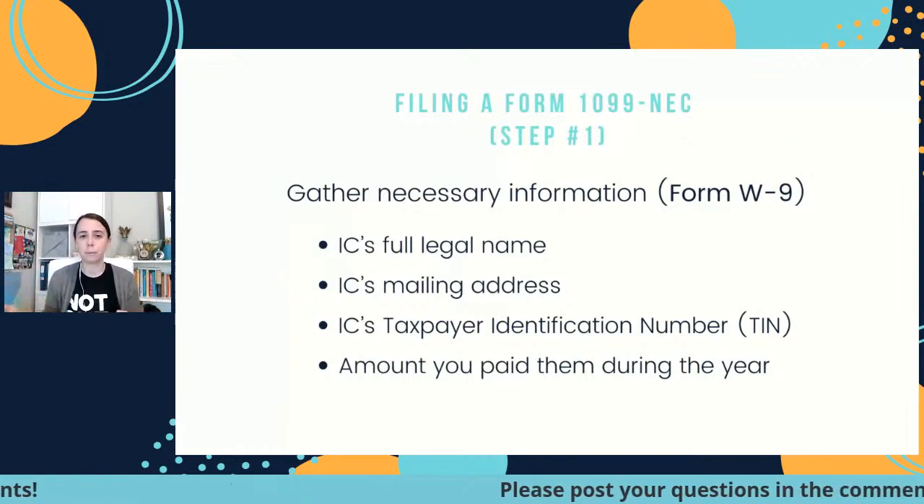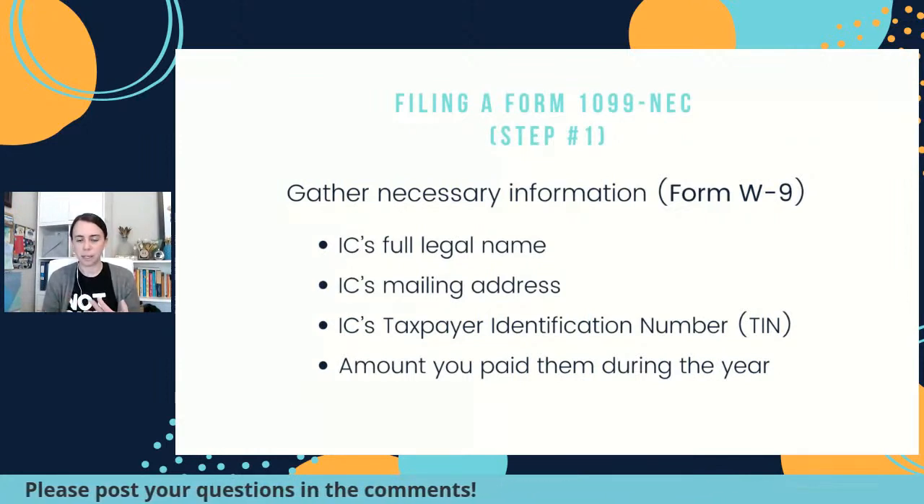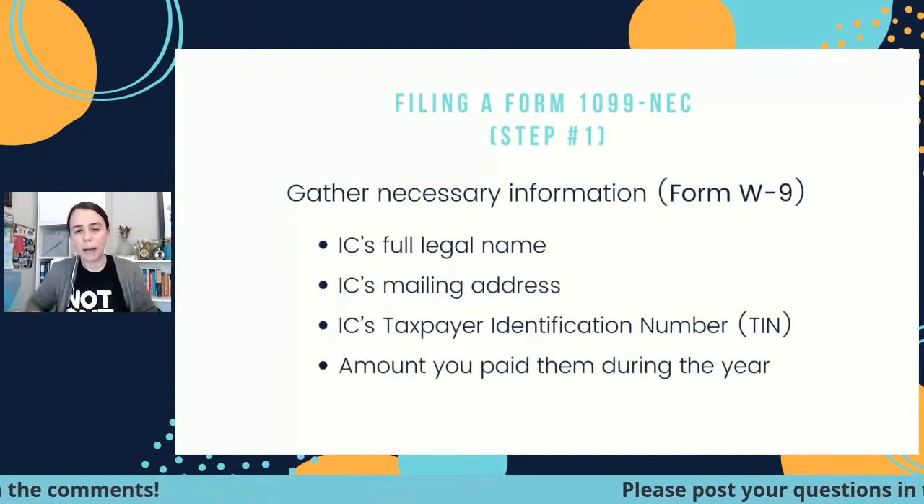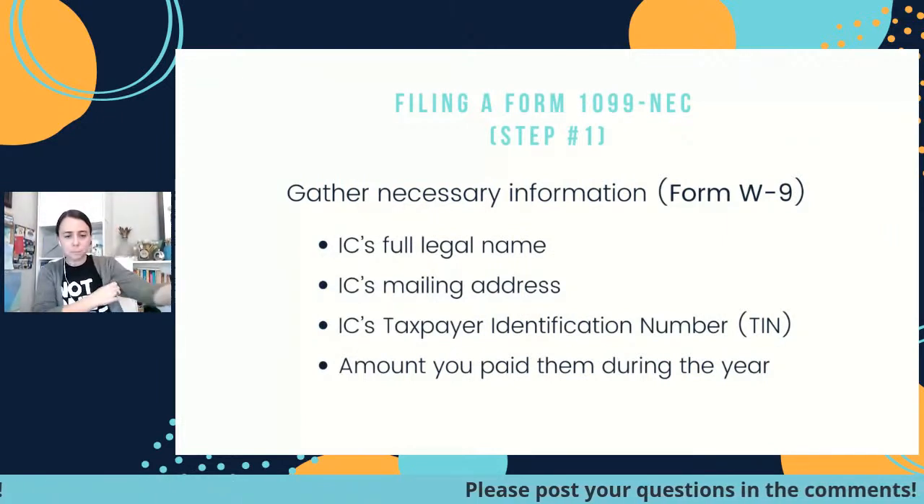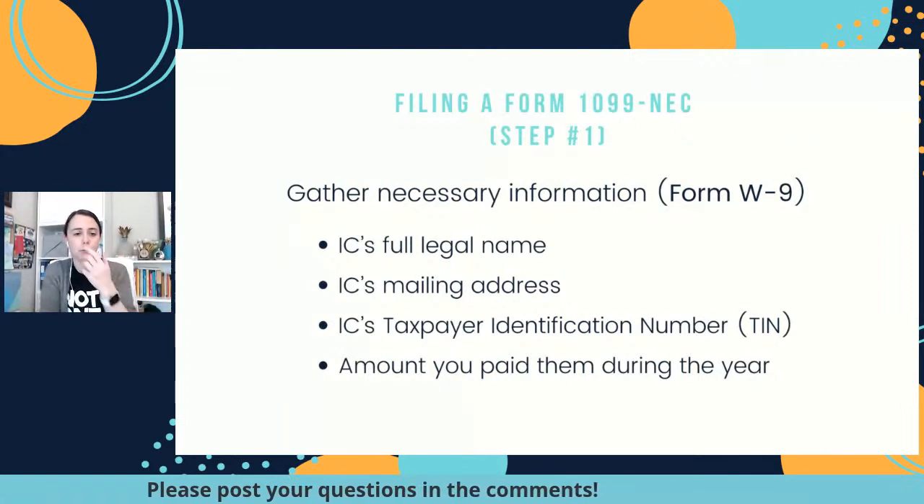And it gives you the information you need to file the 1099. So on the W-9, you're going to get their full legal name, their mailing address, their taxpayer identification number. Now, when you go to actually gather the information you need, you're also going to need the amount that you paid them during the year. You're going to need that for the form as well.